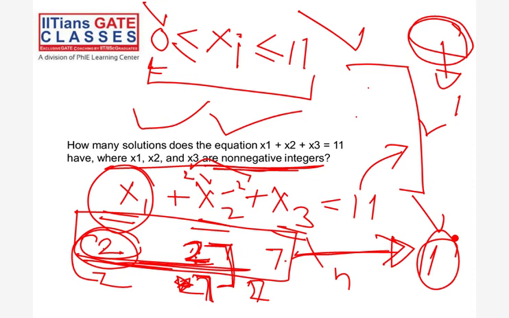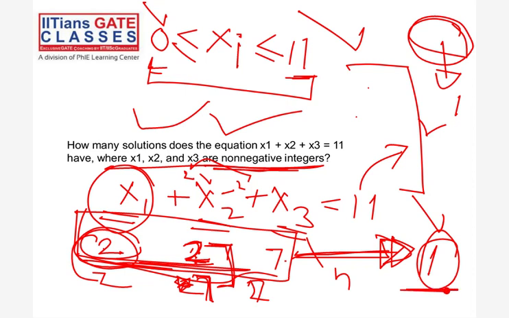So there are many conditions here. The first condition is that the summation must be equal to r. The second condition is that each xi must go from 0 to r. So this must be r here, and this must go from 0 to r. The third condition is that if you have some particular solution of this equation, like this 2 2 7, then how many solutions of this kind are possible? That is only one.